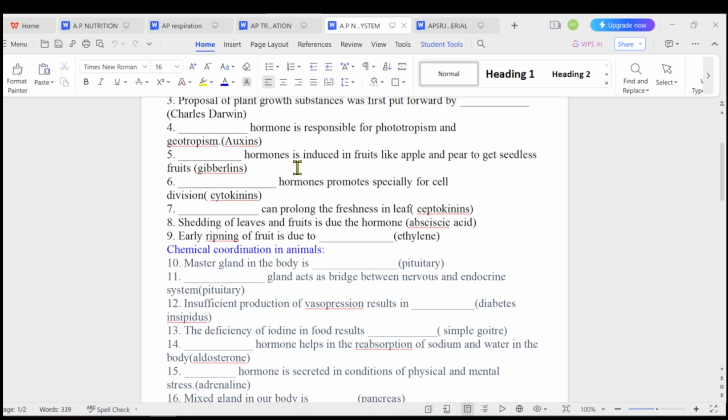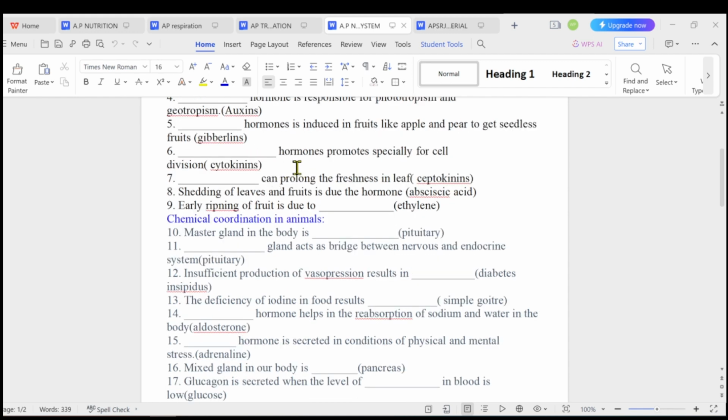Next, dash hormone is included in the fruits like apple and pear to get seedless fruits. You might have heard and we have eaten many seedless fruits nowadays. We are observing the seedless fruits. Without the seeds, the fruits are due to the hormone gibberellins. With the help of these gibberellins, if we inject, we can get the seedless fruits.